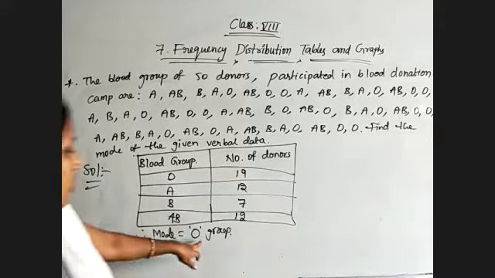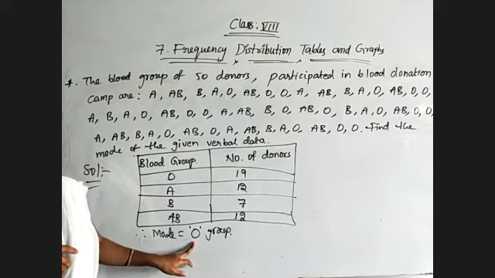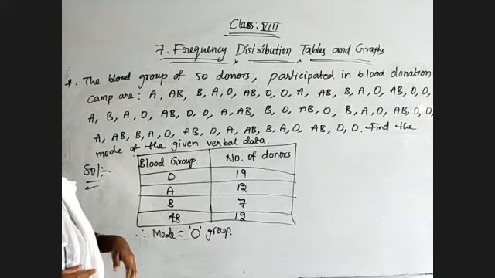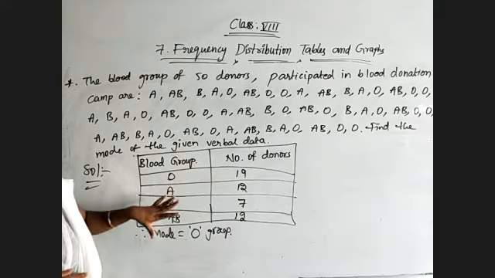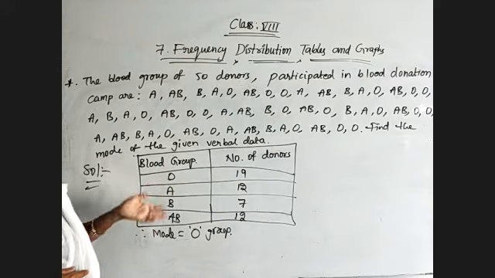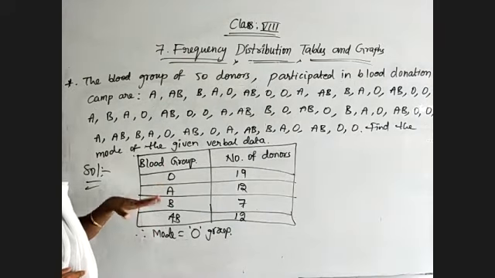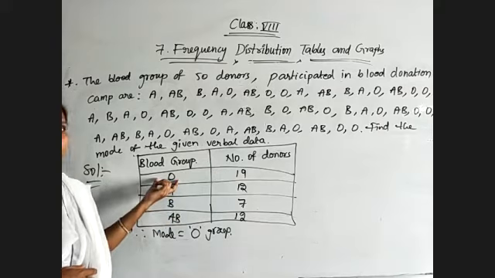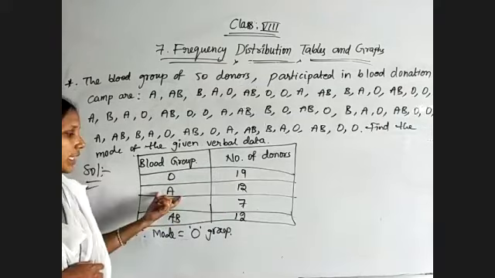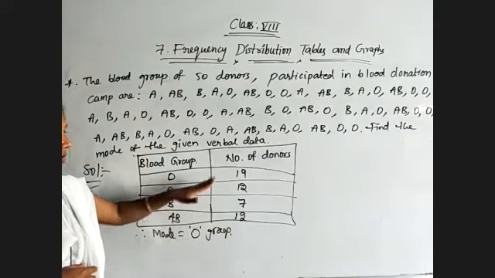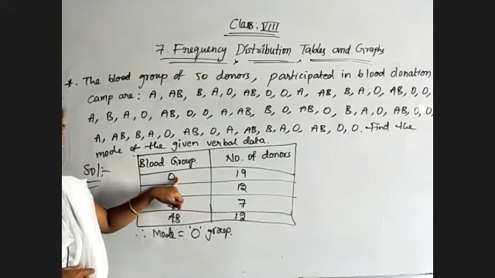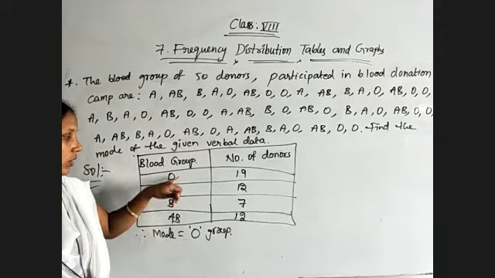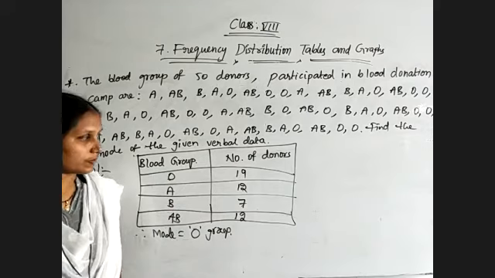So just observe here, not getting number, we are getting verbal form. So which is occurring more number of times, that will be the mode of the data. So here, which group of people donated more blood? 19 people donated O blood group and 12 people donated A type of blood group, like that. So among these, O type of blood group was donated by more people. That means mode of the data is equal to O. Okay.